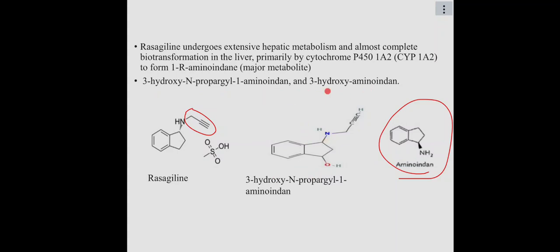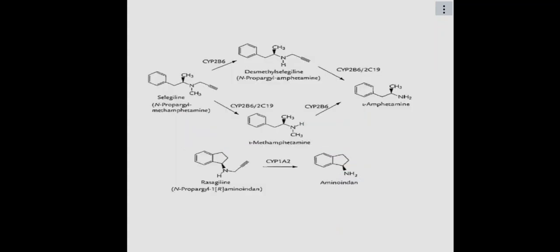3-hydroxy-aminoindane is formed when this compound undergoes oxidative N-dealkylation, and it already has the hydroxyl group at position number 3. So we are numbering 1, 2, 3. I think it's also easy to understand the metabolic processes of this drug, because the route of metabolism is structure dependent. This is the metabolism we already looked at for selegiline and for rasagiline, whereby we have the N-propargyl R-aminoindane, as we have already explained.